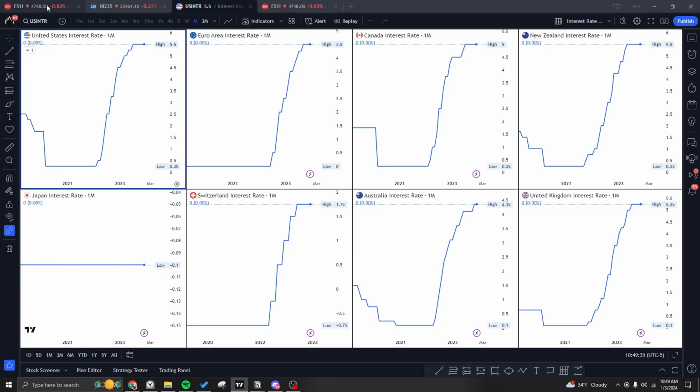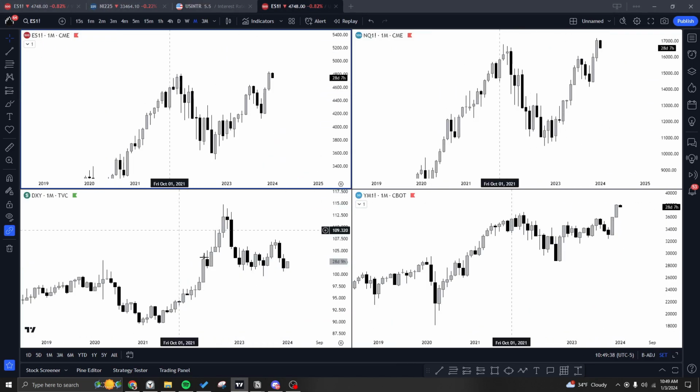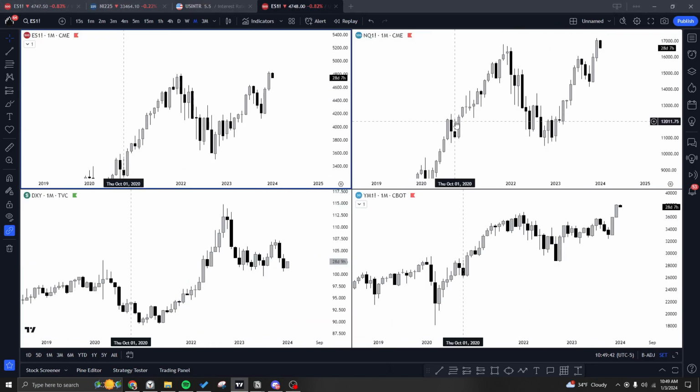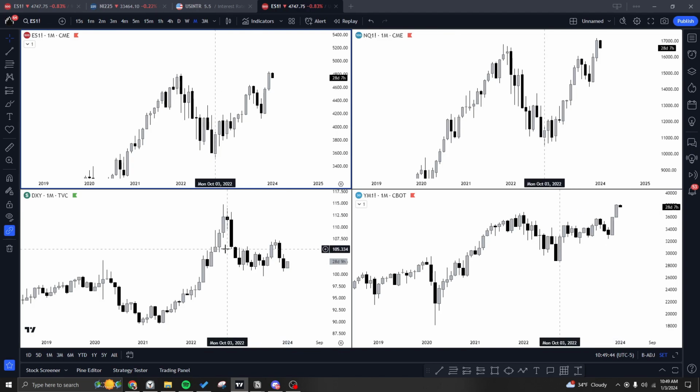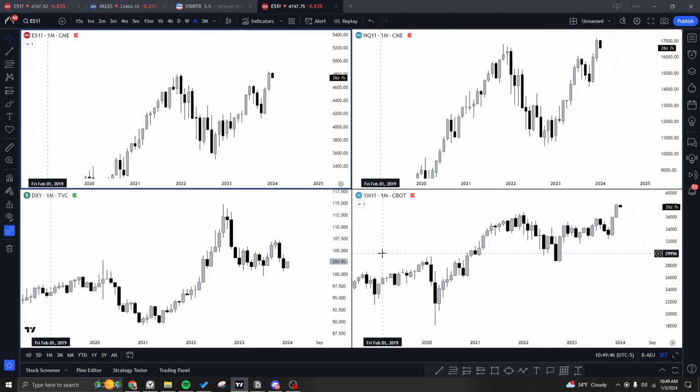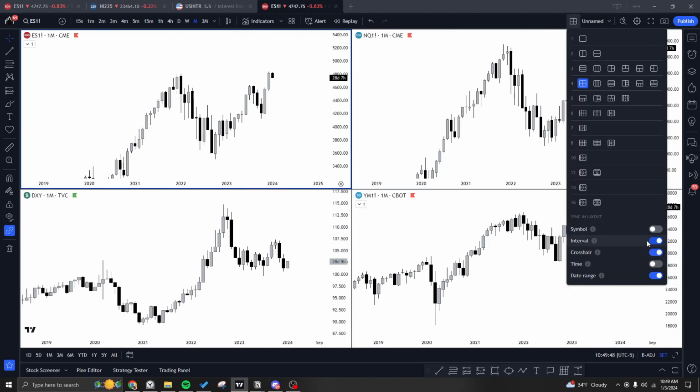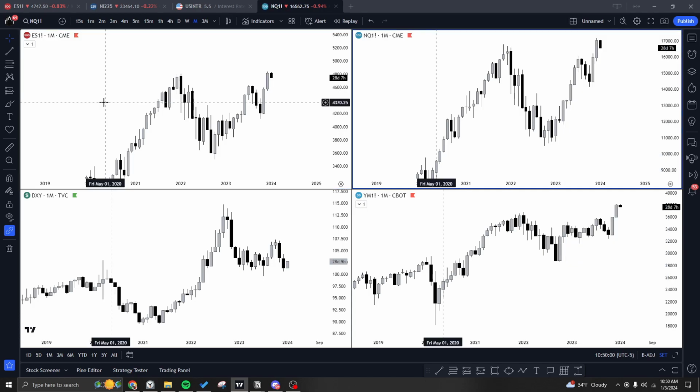For this section, I use one template that has 4 different charts. Kind of looks like this, with ES on the left and Q on the right, the DXY on the bottom left, and the YM on the bottom right. They are synced to interval and data range. So first we have quarterly shifts.